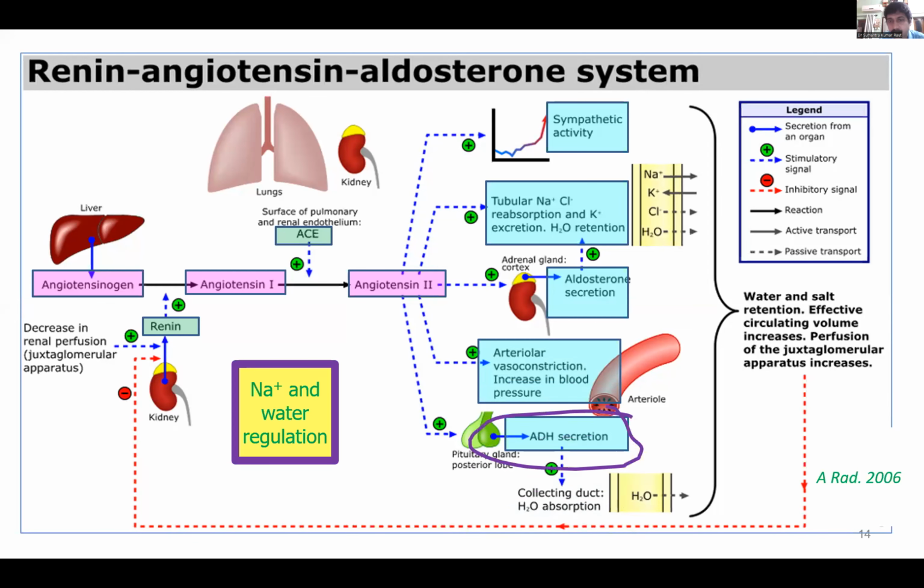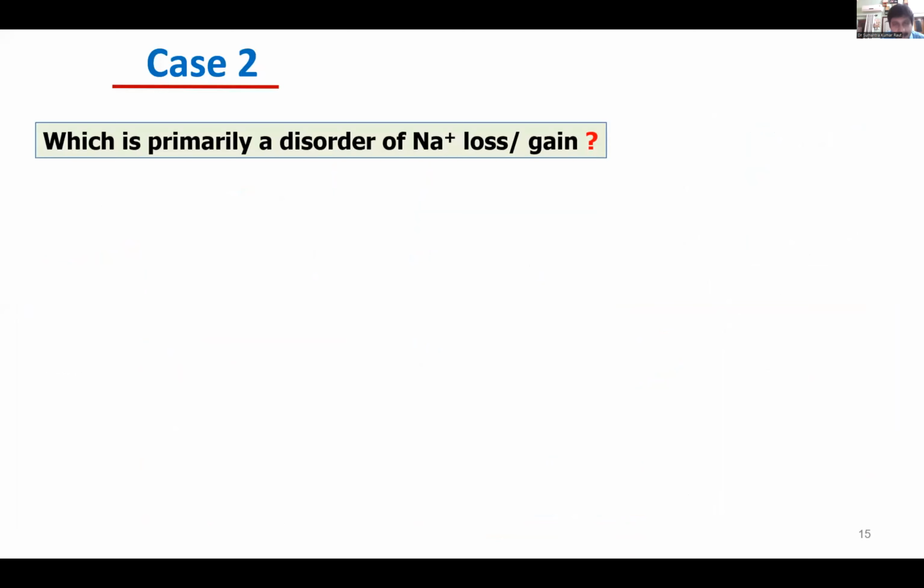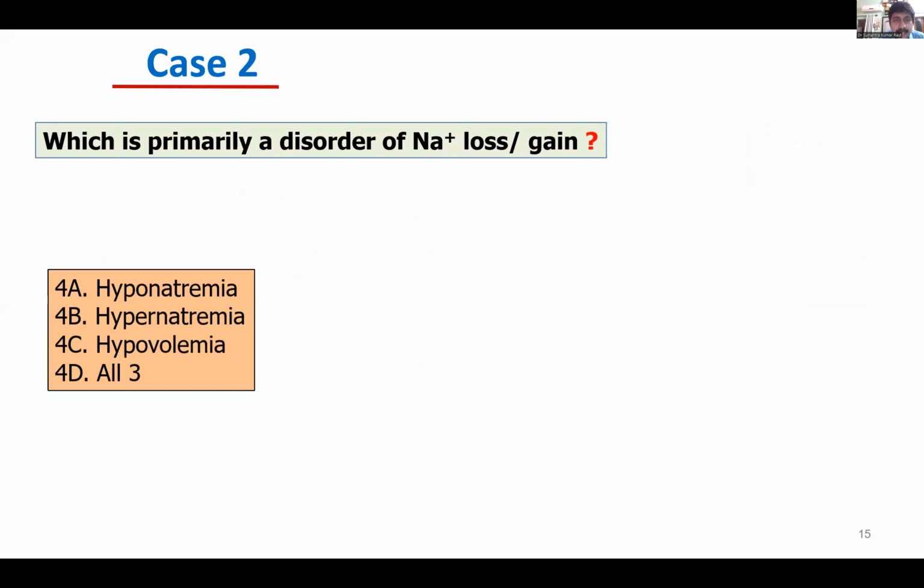and that has also been explained by Dr. Niladri yesterday. So coming to our next case, we can expect some more interaction with our colleagues and attendees: which is the primary disorder of sodium loss or sodium gain? Is it hyponatremia, hypernatremia, hypovolemia, or all three? We can wait another 10 seconds on this one before I move on to my next slides.